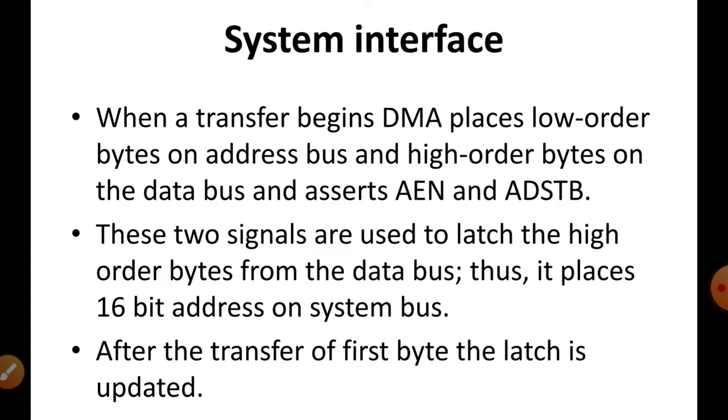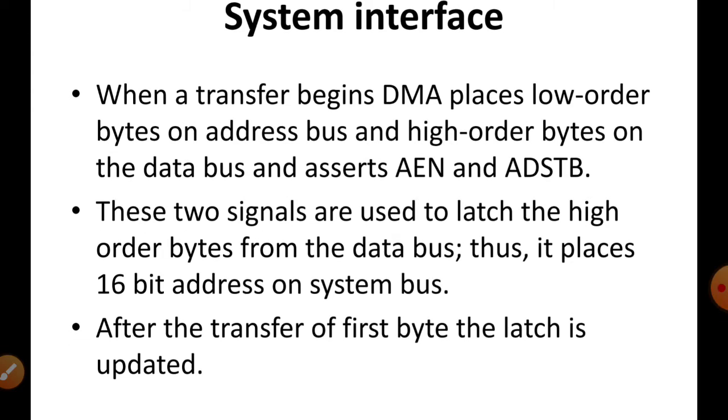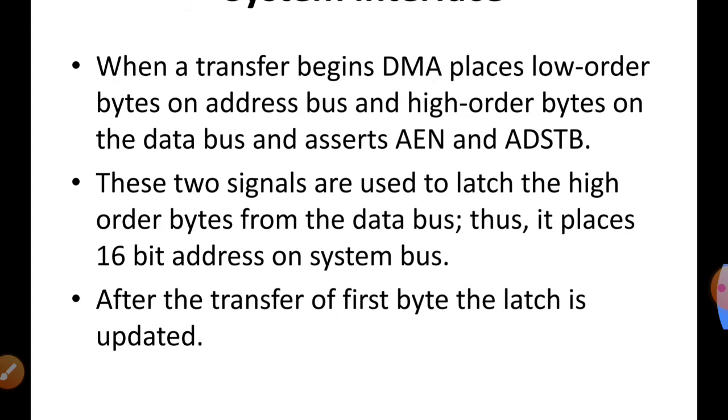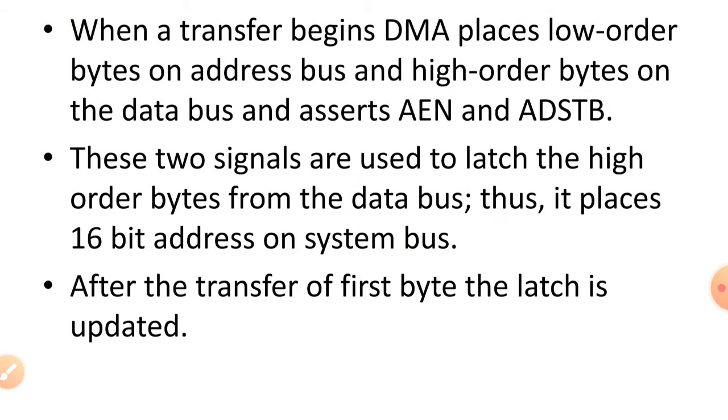Now, as far as the system interface is concerned, when a transfer begins, the direct memory access controller places the lower order bytes on the address bus and the higher order bytes on the data bus. This is possible only when it asserts the AEN and ADSTB signals, address enable and address strobe, through which the higher order bytes are placed on the data bus. These two signals are used to latch the higher order bytes from the data bus. So, it places the 16-bit address on the system bus. After the transfer of the first byte, the latch is going to be updated.